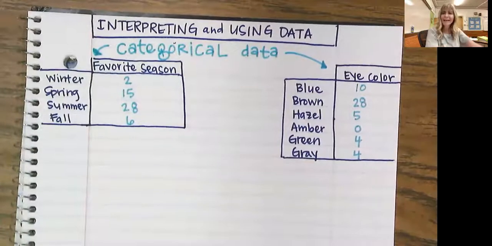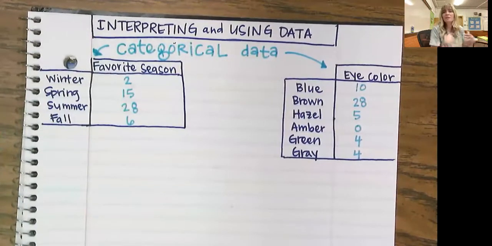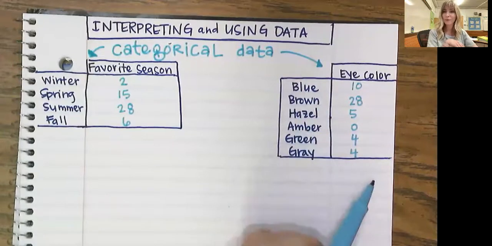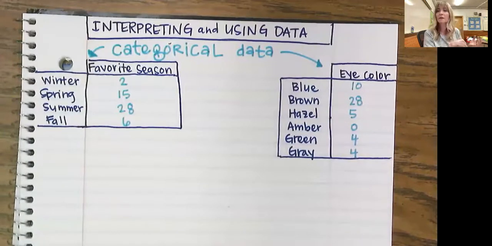Why is it called categorical data? Well, because I just gave you categories to pick from. I said, what's your favorite season? And then I gave you choices, and then I just categorized your answers. I said 2 people said winter, 15 people said spring, 28 said summer, 6 said fall. It's categorical data because it's in categories. This is also categorical data because it's in categories of eye color. Which eye color are you? Pick one. Okay, so this is categorical data.